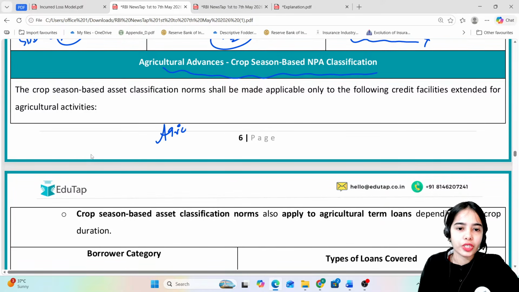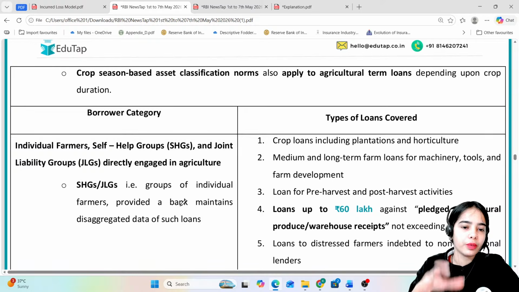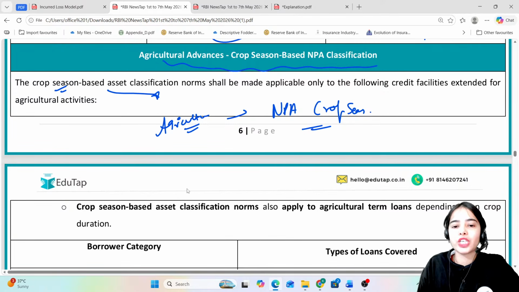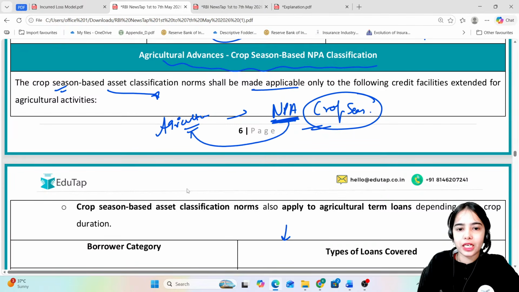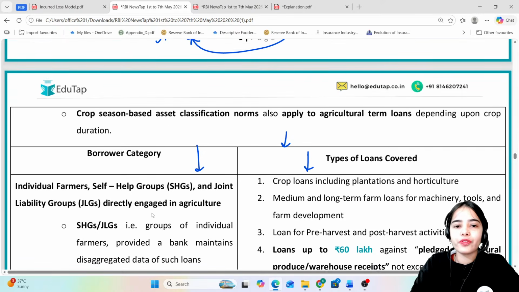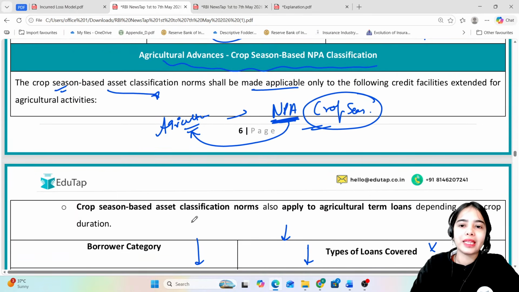So in the case of agriculture, the NPA is on the basis of the crop season. Okay. Now there are certain types of loans covered, borrower category. So this we have to discuss. Okay. Yes. So the crop season based asset classification norm shall be made applicable only to the following credit. So the crop season based NPA classification for the agricultural loans is applicable for such kind of borrower category and such kind of loans. Any other loan that is not in these categories will have the same 90 days criteria.